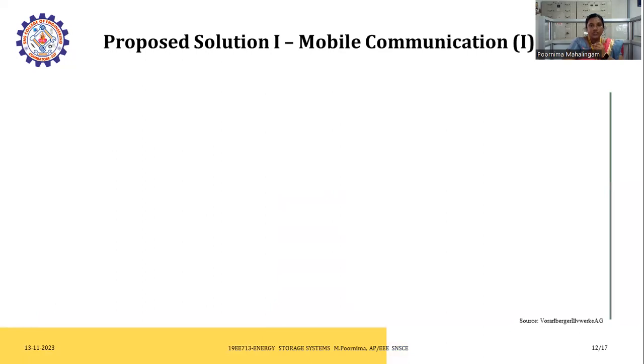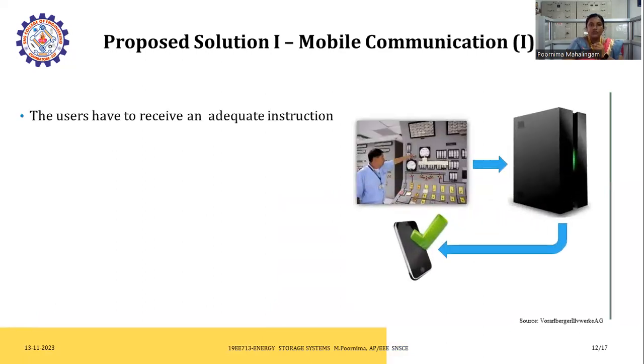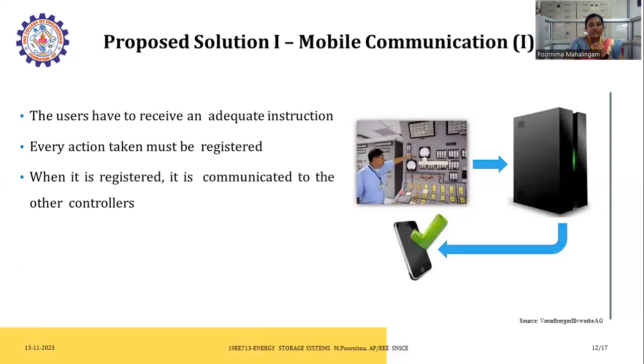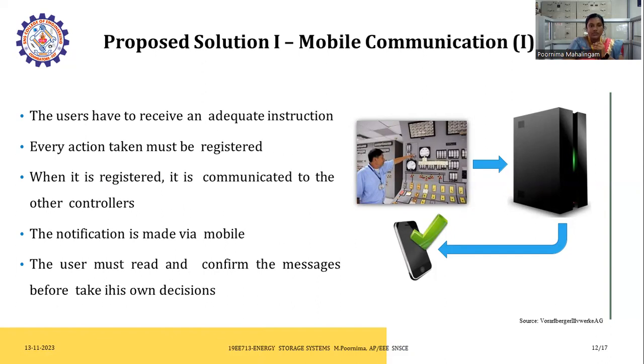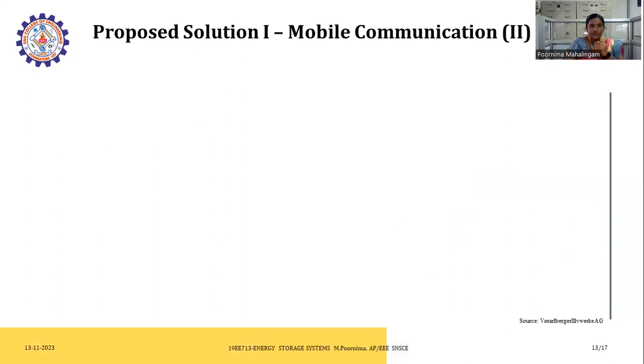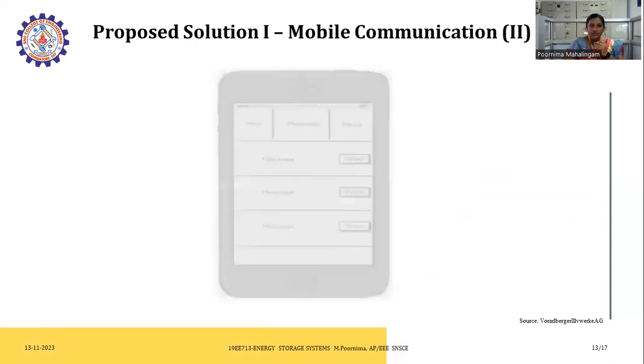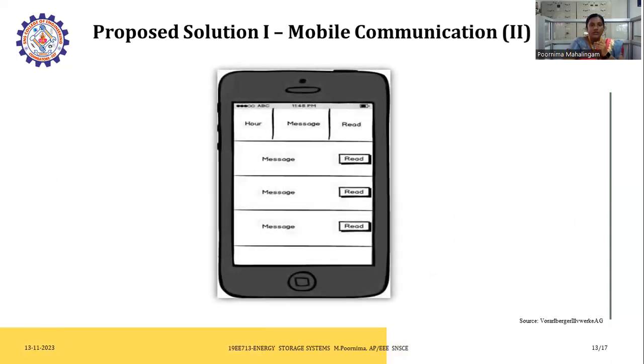So proposed solution 1 is communication. The users have to receive adequate instructions. Every action taken must be registered. When it is registered, it is communicated to the other controllers. The notification is made via mobiles, and the user must register and confirm the message before taking his own decision. And the second solution is mobile communication: we have to give the communications through messages.